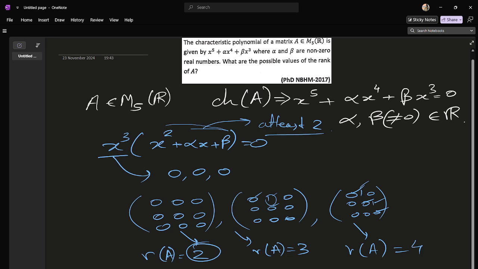So what are my answers? My answers are 2, 3 and 4. These are the possible ranks of A satisfying all the conditions given in the question.